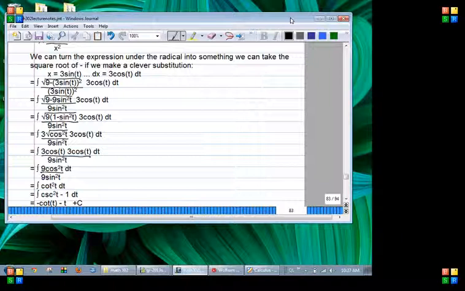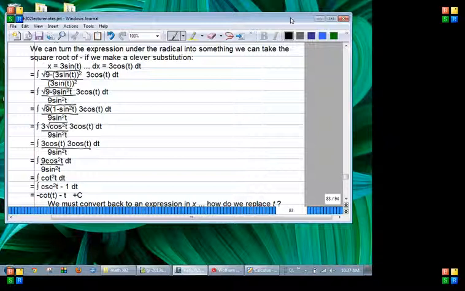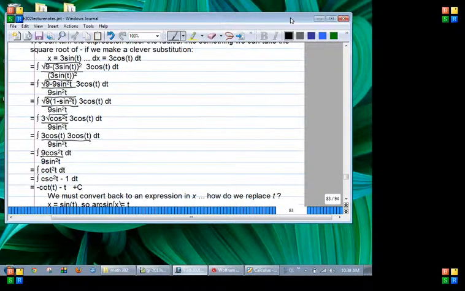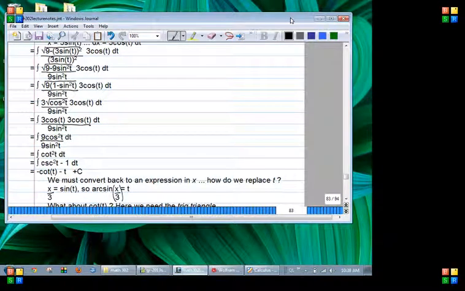But we're not done, because this expression is in terms of what variable? This is in terms of t. But what should it be in terms of? It should be in terms of x. So we must convert back to an expression in x. But how do we replace t? We know that x equals 3 sine t. So from that, x over 3 equals sine t, and therefore arc sine of x over 3 equals t. So we know how to replace just t.